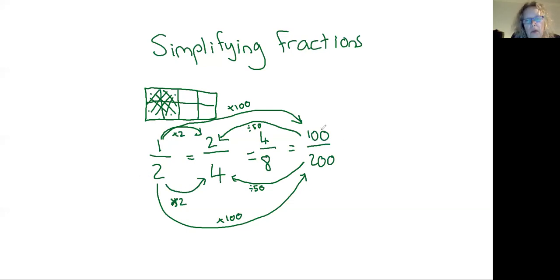But what we want to look at now is getting back to the simplest form of the fraction, the one with the smallest number of pieces, the least number of pieces. So I'm going to clear all of that, and I'm going to clear that as well, and show you how you can do that. All right, here's an example for you.